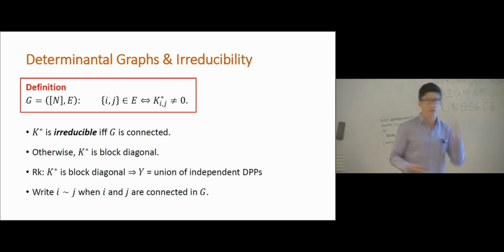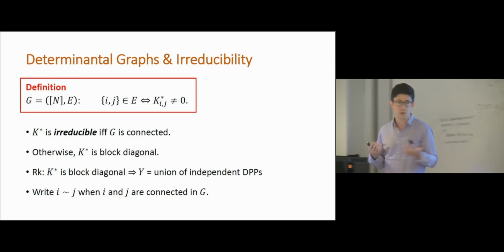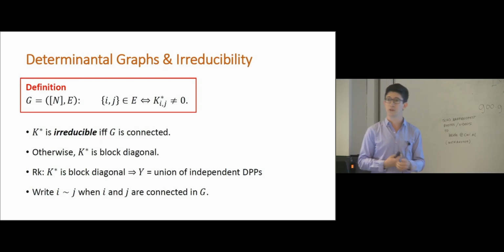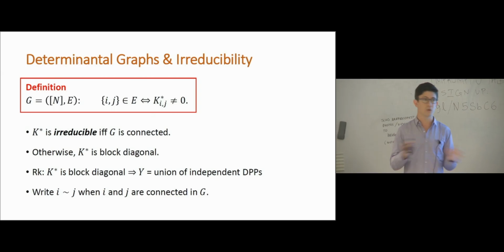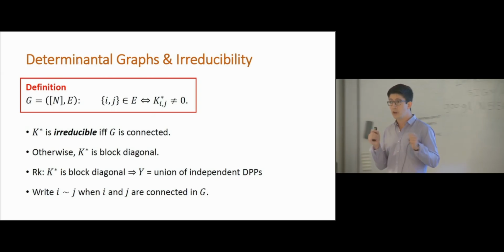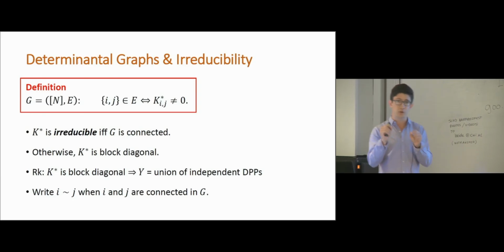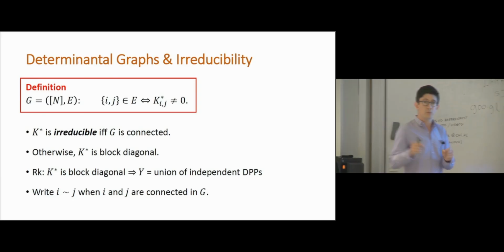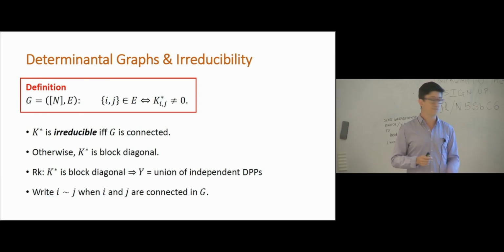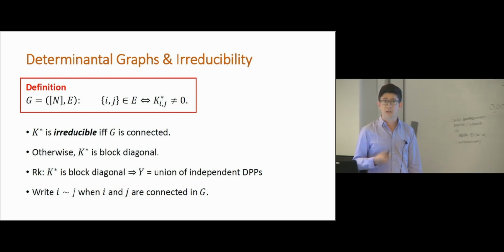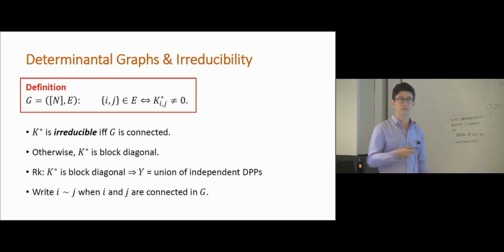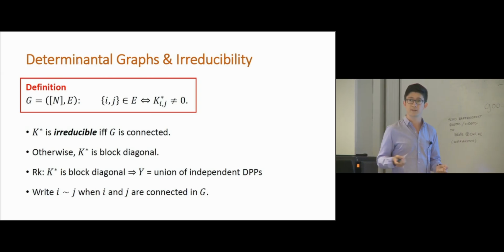So, okay, I need to introduce a definition, which we call the determinantal graph associated to K star. It's a very simple graph, a graph with no weights, with no orientation, on n vertices, where you connect two vertices if the corresponding entry in K star is non-zero. And we say that K star is irreducible if and only if the corresponding graph is connected.